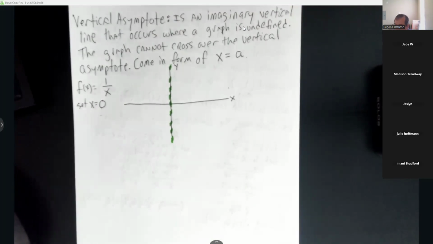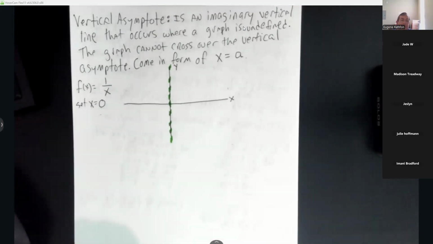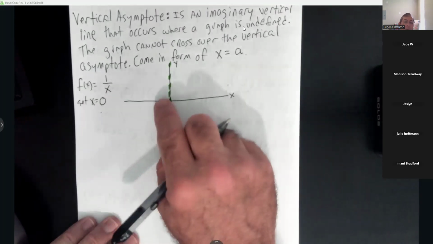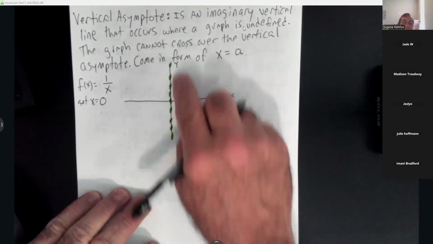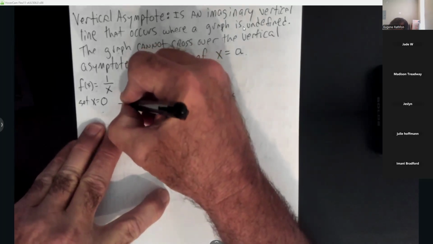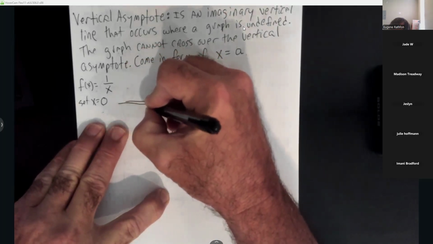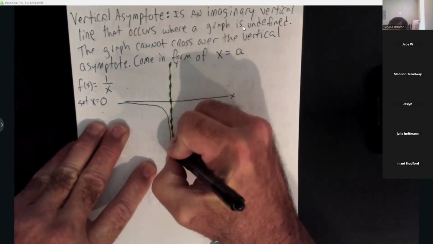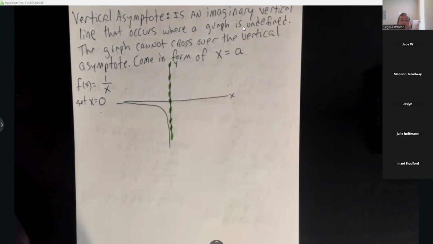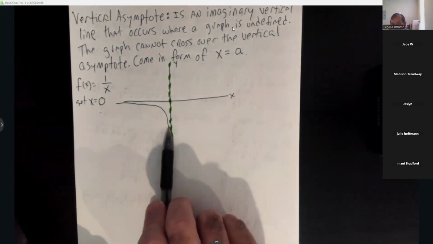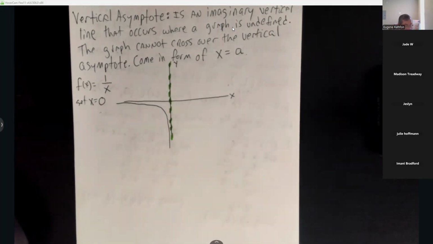Now, this was my basic graph. So I'm not going to go through the whole table. I'm just going to show you what it cannot cross this line. So what happens on this graph, it comes from the left side, it gets near that, and then it just goes straight down. It heads towards negative infinity in the y direction, but it does not cross over that graph, okay?